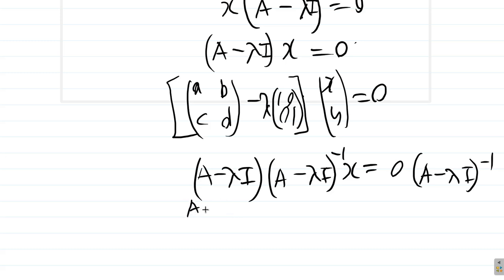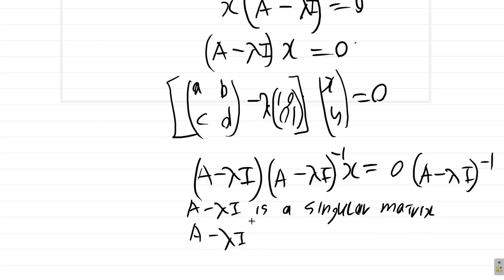So therefore A minus lambda I is, and remember the name, the type of matrix that you cannot find the inverse of, a singular matrix, and that means the determinant of A minus lambda I is 0. So let's find A minus lambda I and equate the determinant to 0.